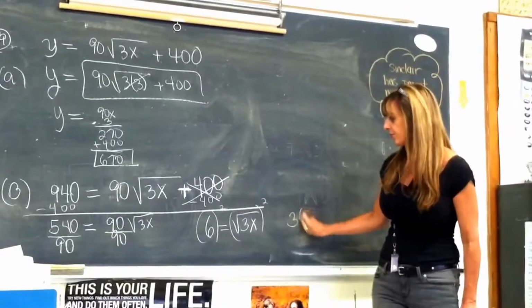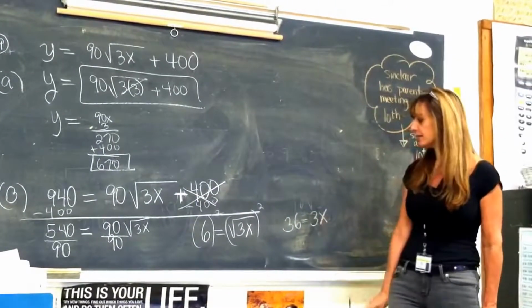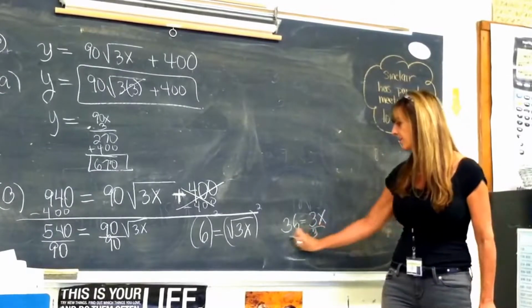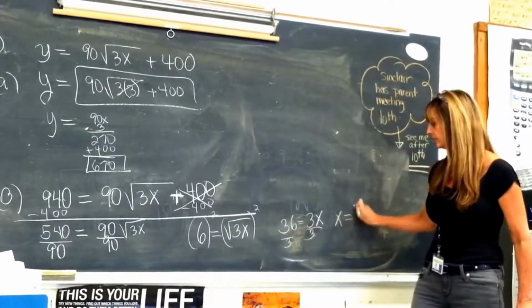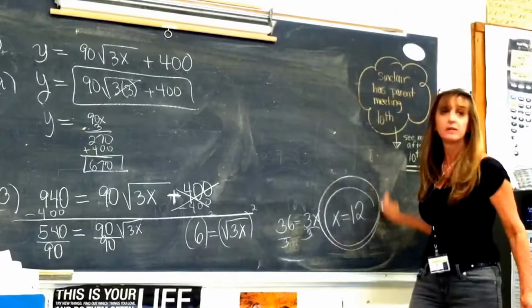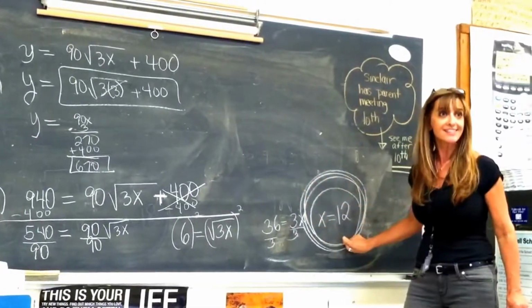So I'm up to 36 equals 3x. And then divide by 3. Did anyone get 12? Yes? Good.